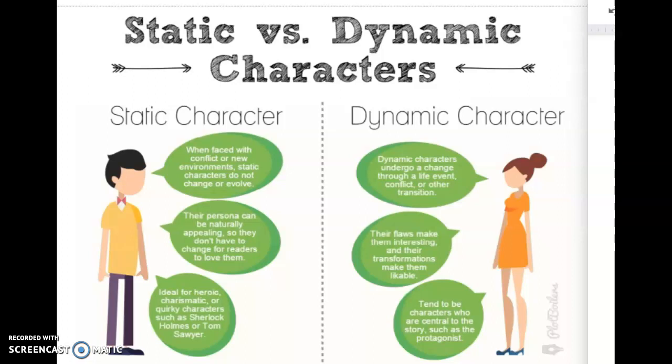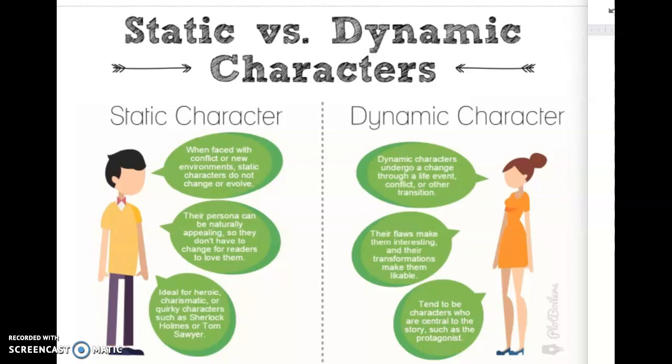Before we write theme statements, here's some guidelines. 1. A theme is a complete sentence. For example, love isn't a theme. That's just a topic. But love heals is a theme because love heals is a complete sentence.